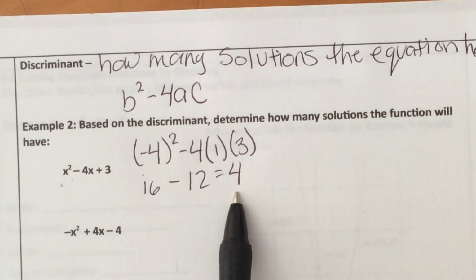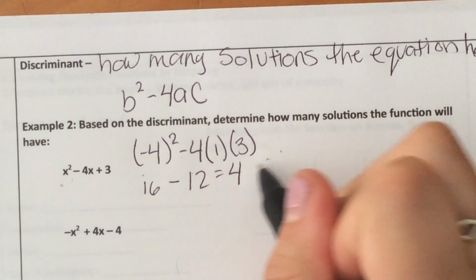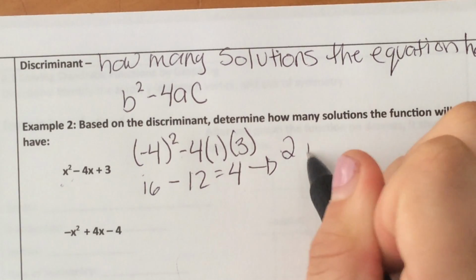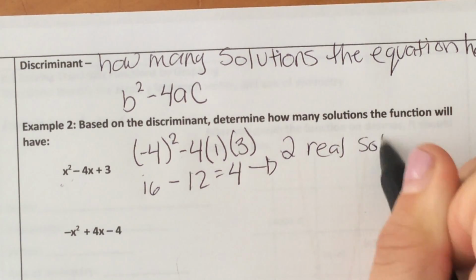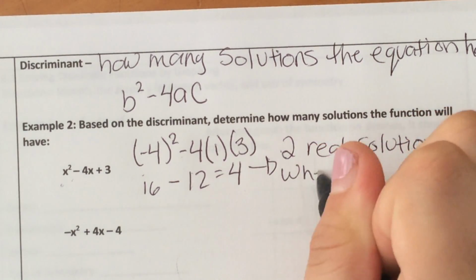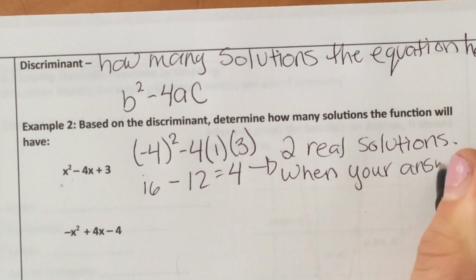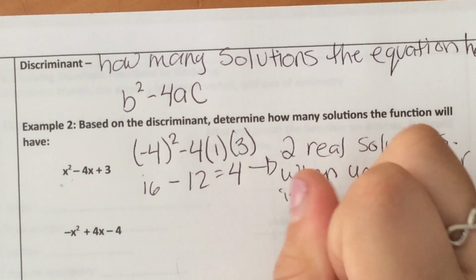So this is a positive number. So if your number is positive after you solve this, that means there are 2 real solutions. So when your answer is positive.